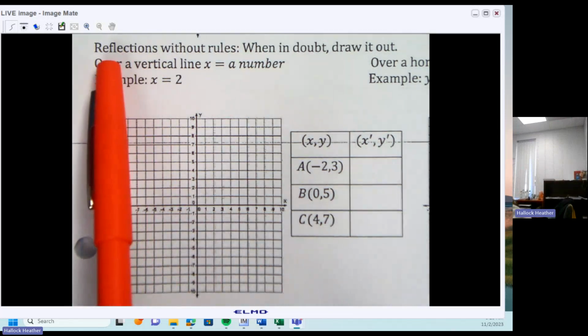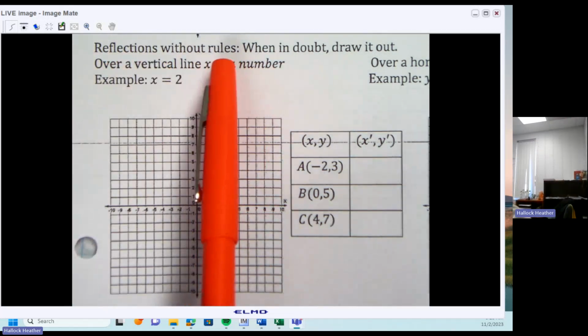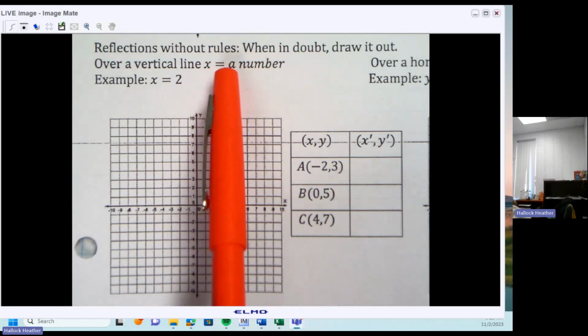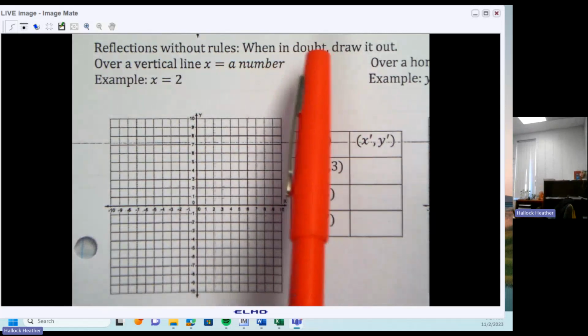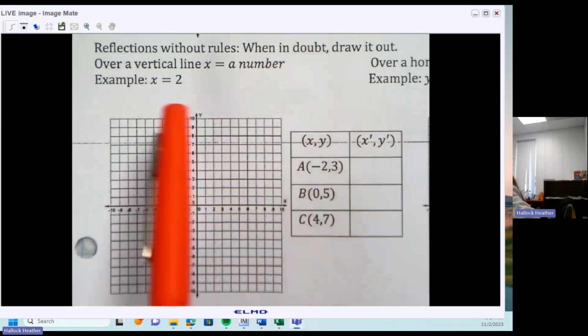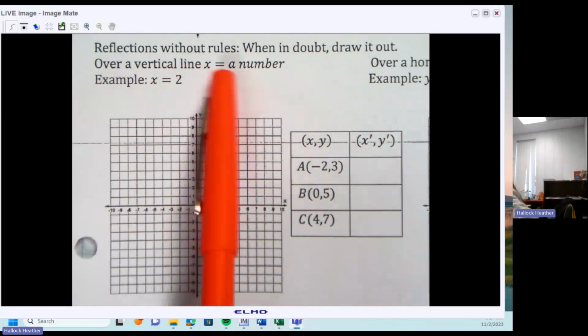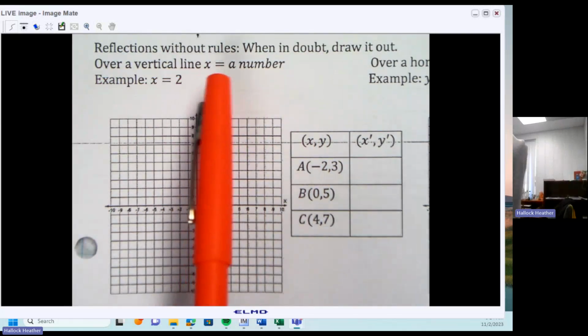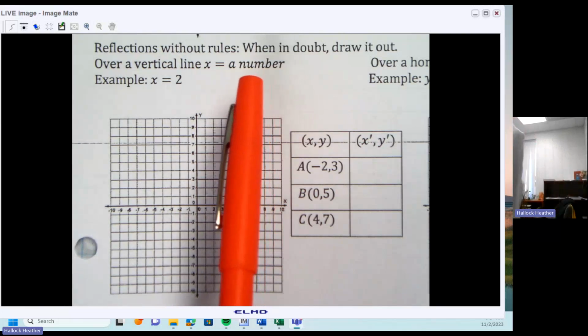Thanks, Rob. Okay, so it says reflections without rules. This does not have a rule. You cannot use a rule. When in doubt, draw it out. Okay, so you should draw it out if you're in doubt. Okay, over a vertical line. So this is going to be some vertical line, x equals some number. They're going to give you a number.